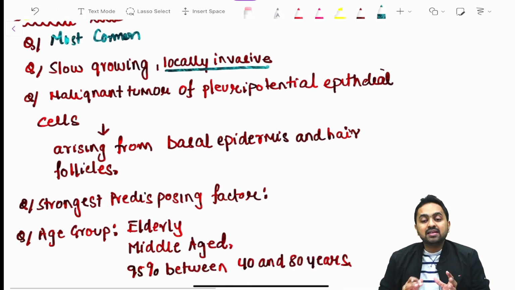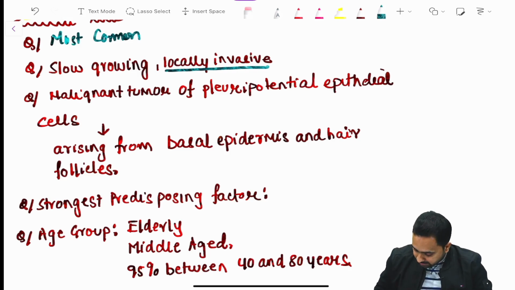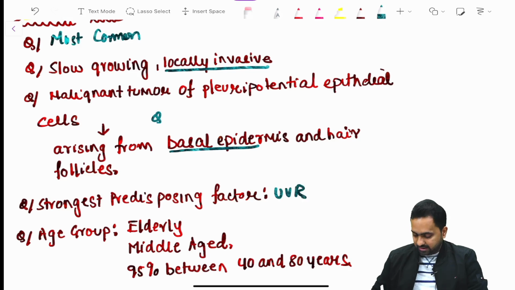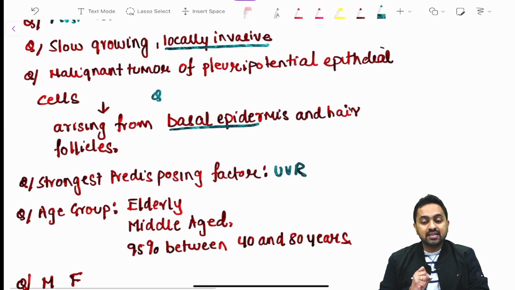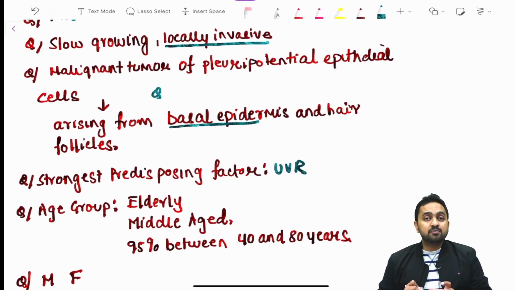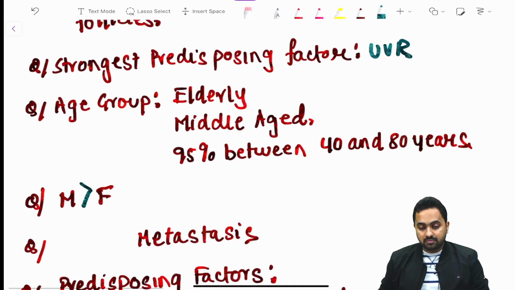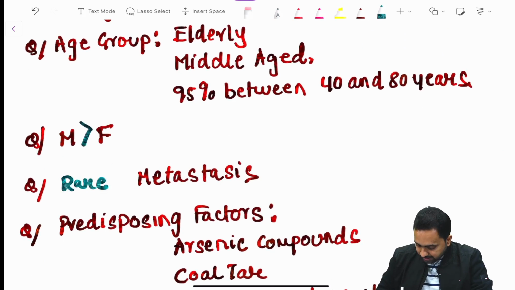Now, it is a malignant tumor of the pluripotential epithelial cell which arises from the basal epidermis and hair follicles. The strongest predisposing factor for your basal cell carcinoma is your ultraviolet radiation. The age group commonly affected includes your elderly and middle age, and around 95% occur between 40 to 80 years of age group. It is more common in male compared to female. Then metastasis is very rare in your basal cell carcinoma.